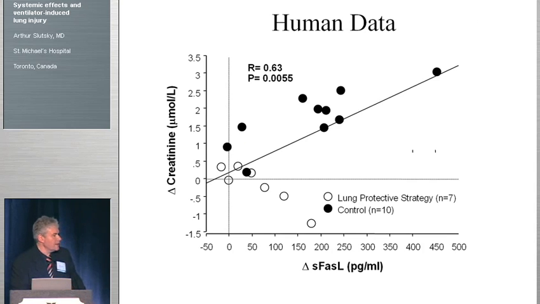What about human data? For the study I showed you earlier from Ranieri, we had samples left over, and we looked at changes in FAS ligand over a period of a few days versus changes in creatinine as an index of worsening renal function. You can see those patients who ended up having higher FAS ligand over time had higher levels of serum creatinine, suggesting that this may be important in terms of organ dysfunction, specifically renal dysfunction.